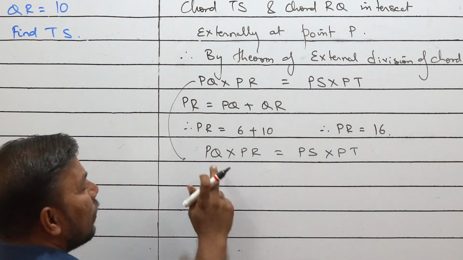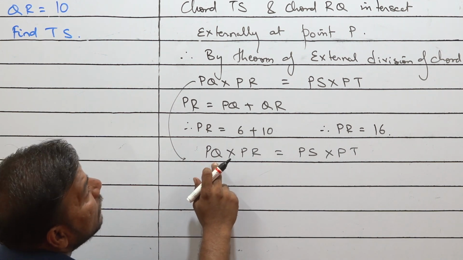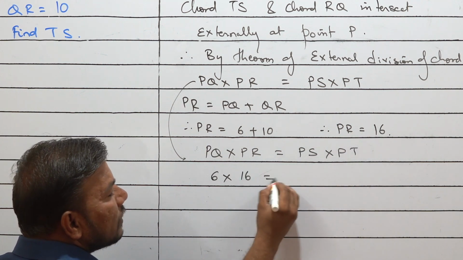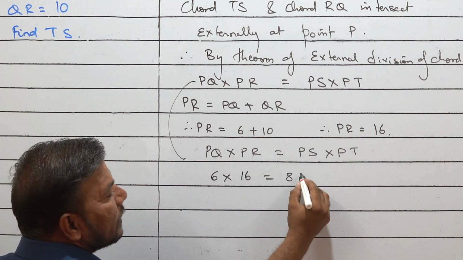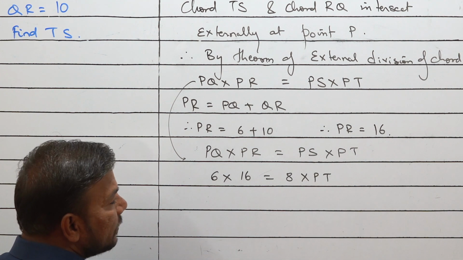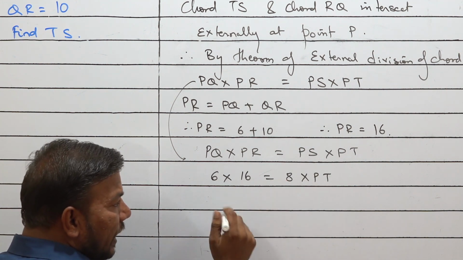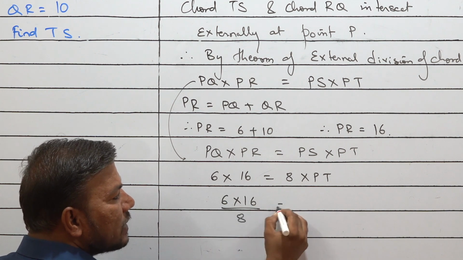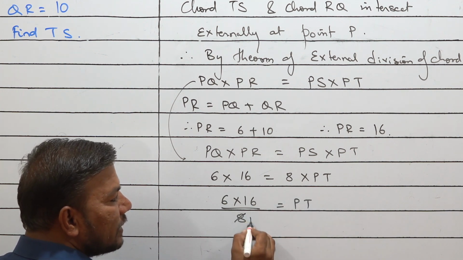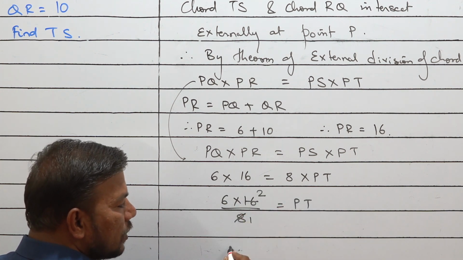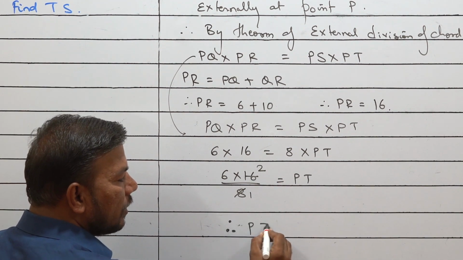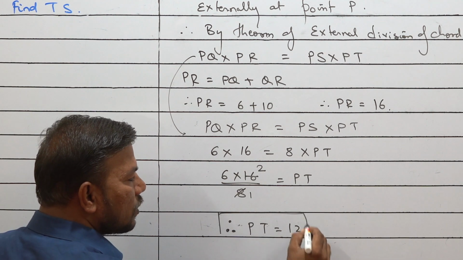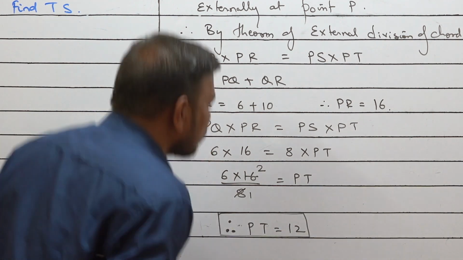What is PQ's value they have given? Yes, that is 6. PR is 16, PS is 8, and we don't know PT. This 8 goes to the other side, so it will divide. That is 6 into 16 upon 8 is equal to PT. 8 ones are 8, 8 twos are 16. So PT is equal to 6 twos, which is 12. So I got the value for PT.